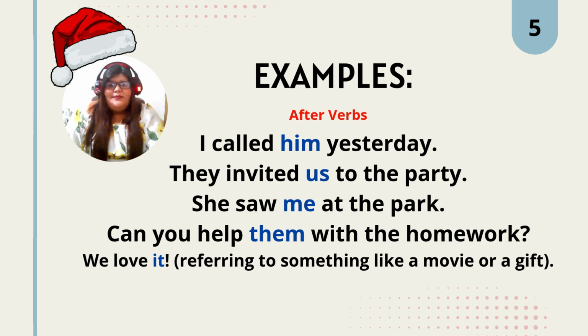Then we have here more examples after verbs. I called him yesterday. What's the verb? Called, in past, right? They invited us to the party. What is the verb? Invited. And the object pronoun? Us. She saw me at the park. What's the object pronoun? Me. Can you help them with the homework? We love it, referring to something like a movie or gift. I hope that is a little bit clear.